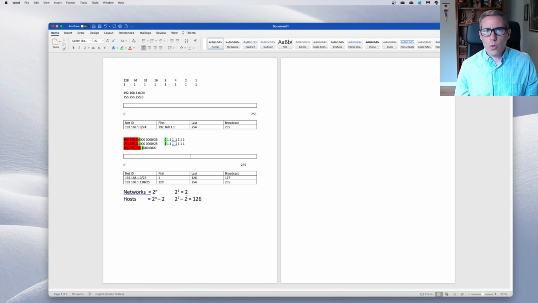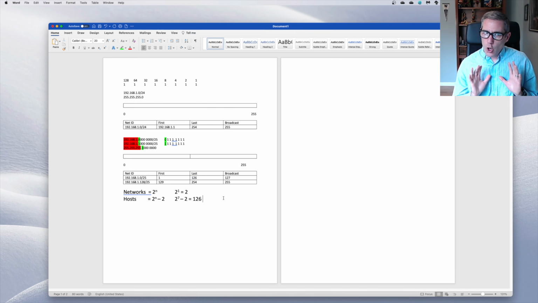Why do we take 2 away from that? Because we have this network ID and this broadcast ID. So those 2 numbers are used up. Those 2 numbers are not available for host addresses. So our number is 126. And if we look at this, our first address is 1, our last address is 126. So we have 126 addresses available. And that's just the way the math works on it.